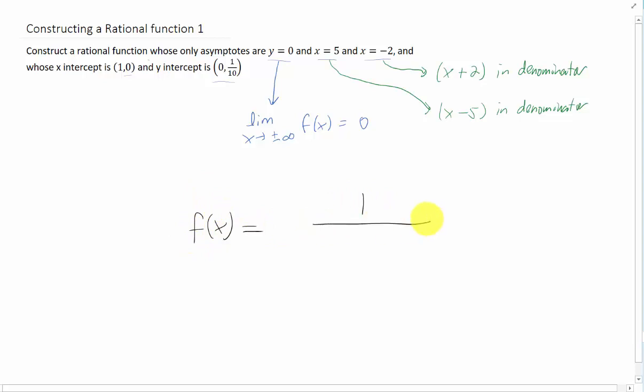Let's just leave our numerator blank for a second, and let's say that we know that we need to have in our denominator an x plus 2 and an x minus 5. Now, luckily for us, this function already satisfies the condition that the limit as x approaches positive or negative infinity equals 0. You'll notice if you try to plug in a really big x value, your denominator gets big, while the numerator stays at 1. So we have already satisfied the condition here that we have a horizontal asymptote at y equals 0. So our asymptotes are good.